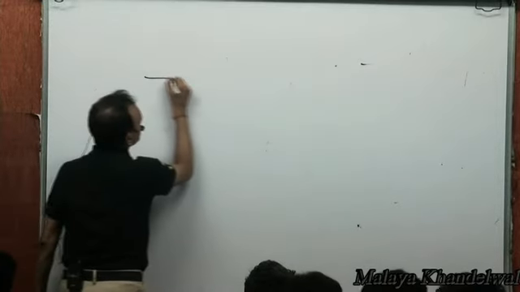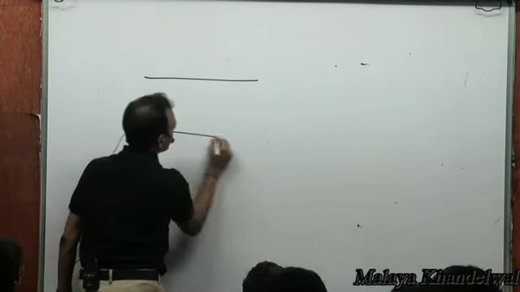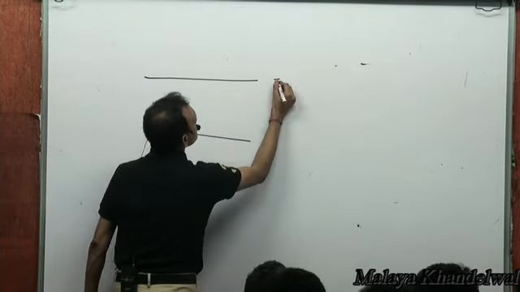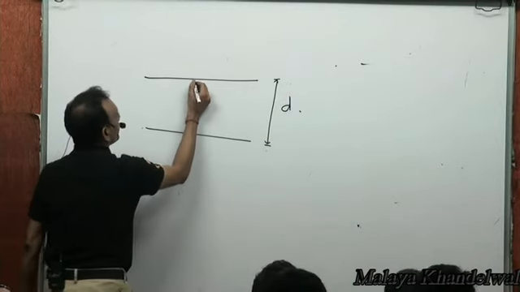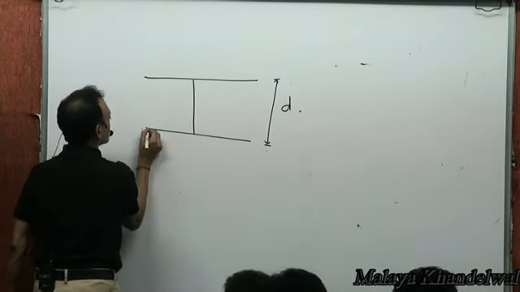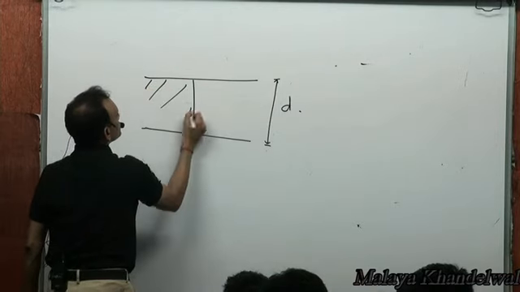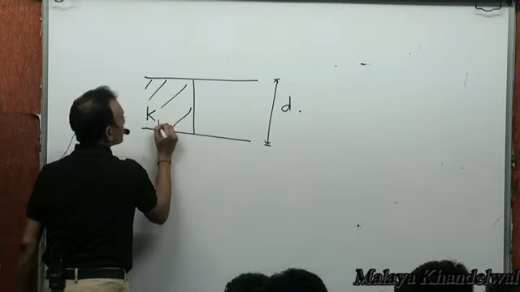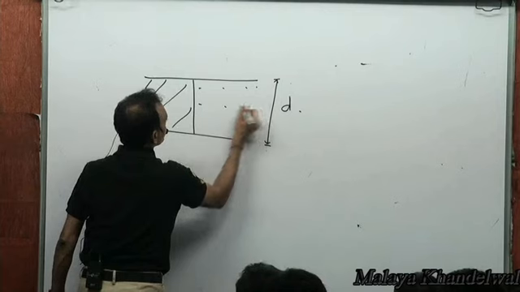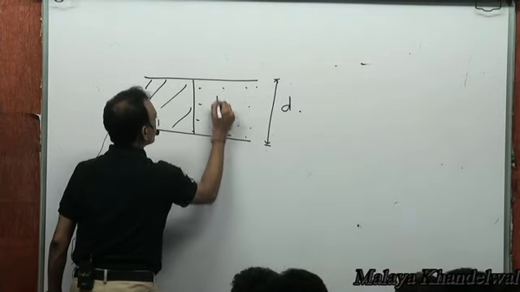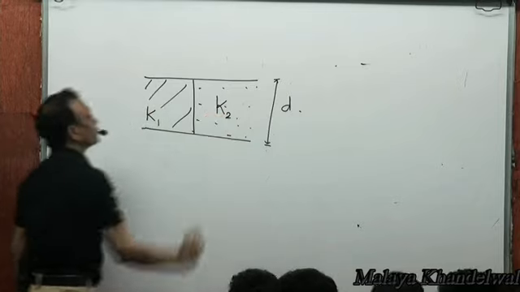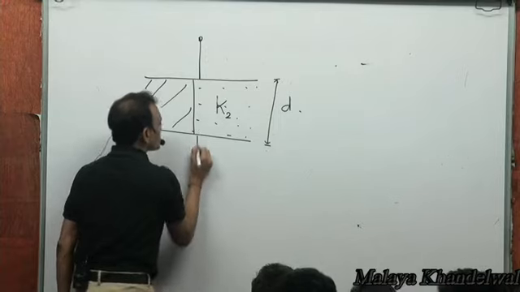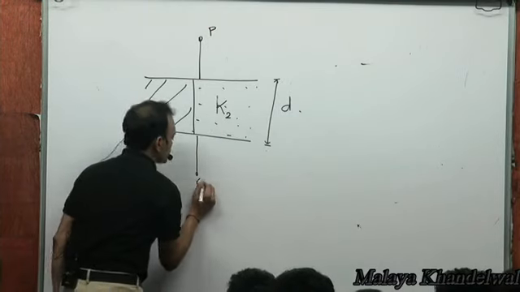Now, suppose there is an arrangement of this kind. This is a capacitor, with separation D between the two plates, and this region is filled with a dielectric K1 and another dielectric K2 between the two plates. I want to find the capacitance between P and Q of this arrangement.